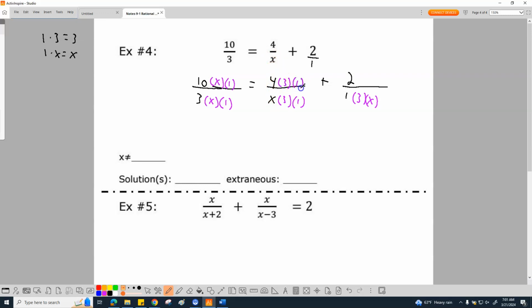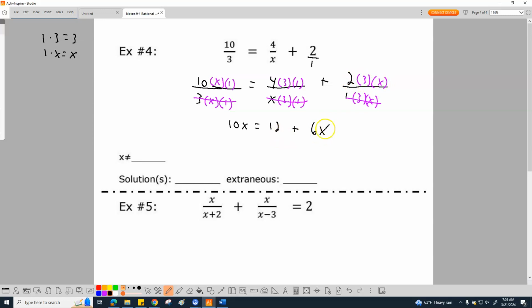All right, now we cooking. For the 2, I added a 3, and I added an x for the common denominator. That's what I did. And now I can look at this and be like, boom, boom, boom, that's gone. And now all I got to do is worry about this. So I'm going to have 10 times x times 1, which is 10x. 4 times 3 times 1 is 12. Plus 2 times 3 is 6, times x is 6x.